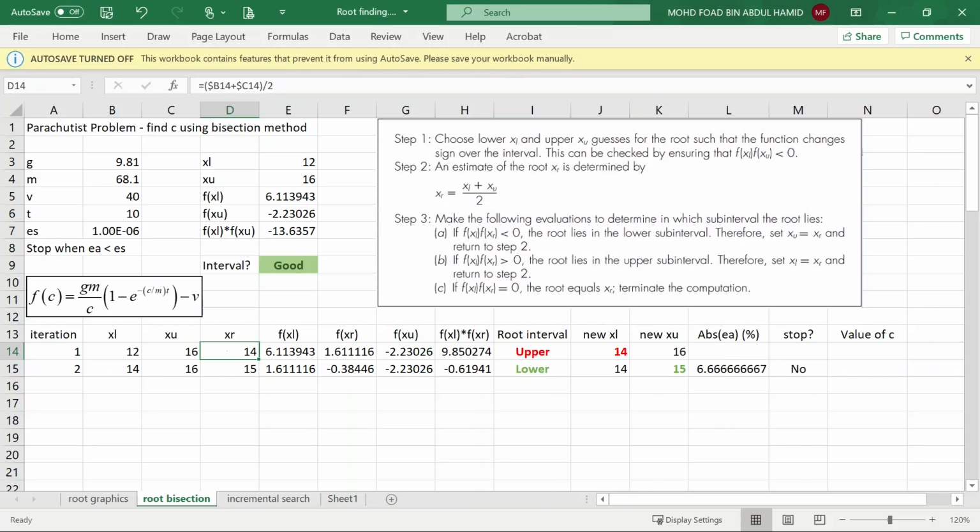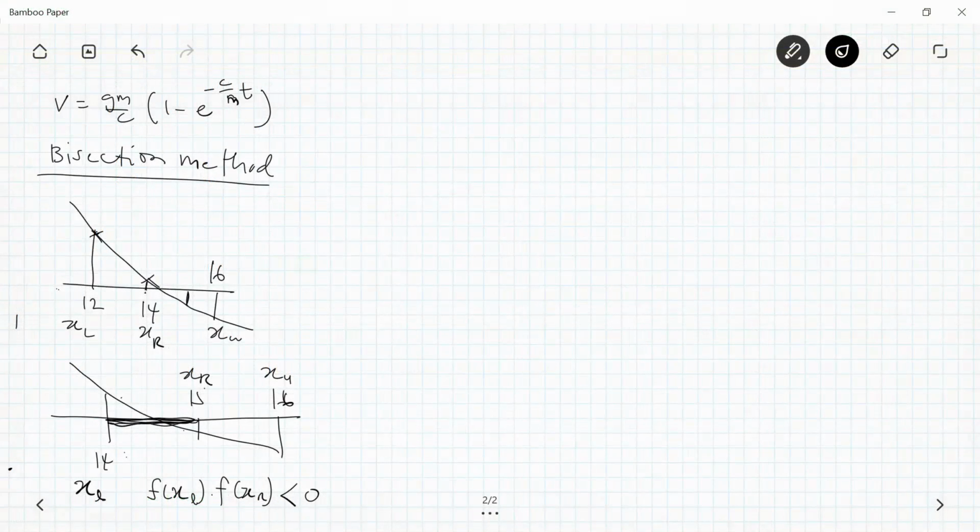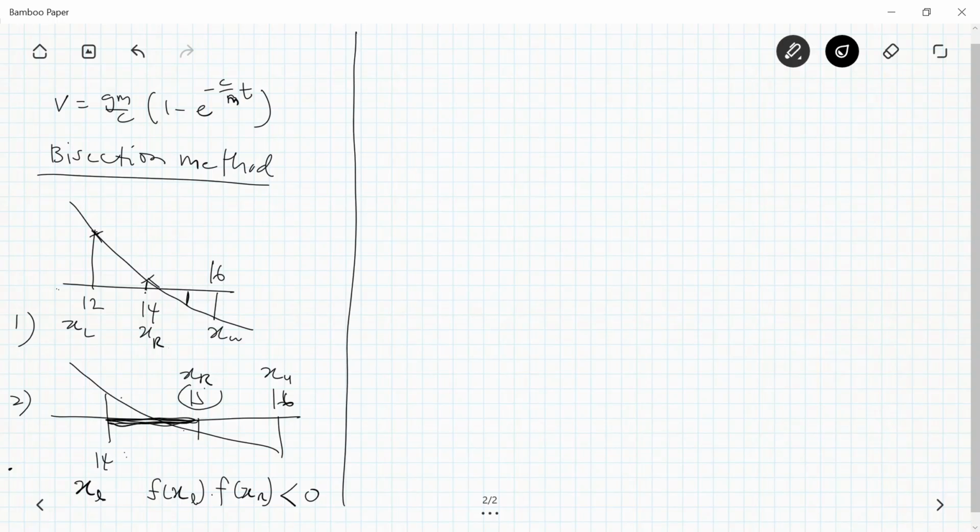So if you take a look at the drawing again, you see that now this becomes the new upper bracket because the root is somewhere between this and this. So this is my second iteration, and my third iteration will become something that looks like this. So this is 14. Now this is 15, right?